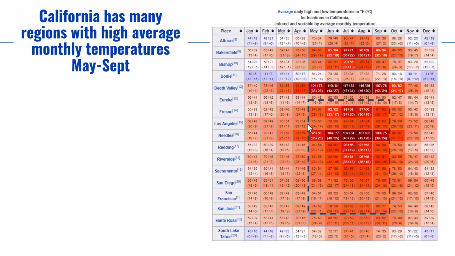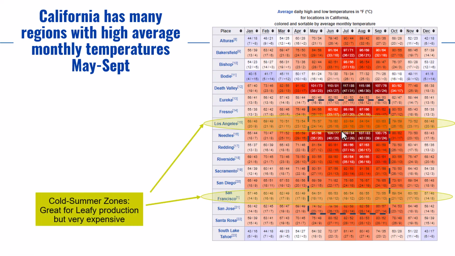If you were in Minnesota, for example, you might look more carefully at the winter temperatures and what is the heating requirement in those zones, and that's more of a cold extreme zone. We're really in a warm climate that can have high temperature extremes. So that's why I highlight these 5 months in these zones. So think about this: cold summer zones, great for leafy production, but very expensive land. Here are two examples. You have San Francisco and Los Angeles.